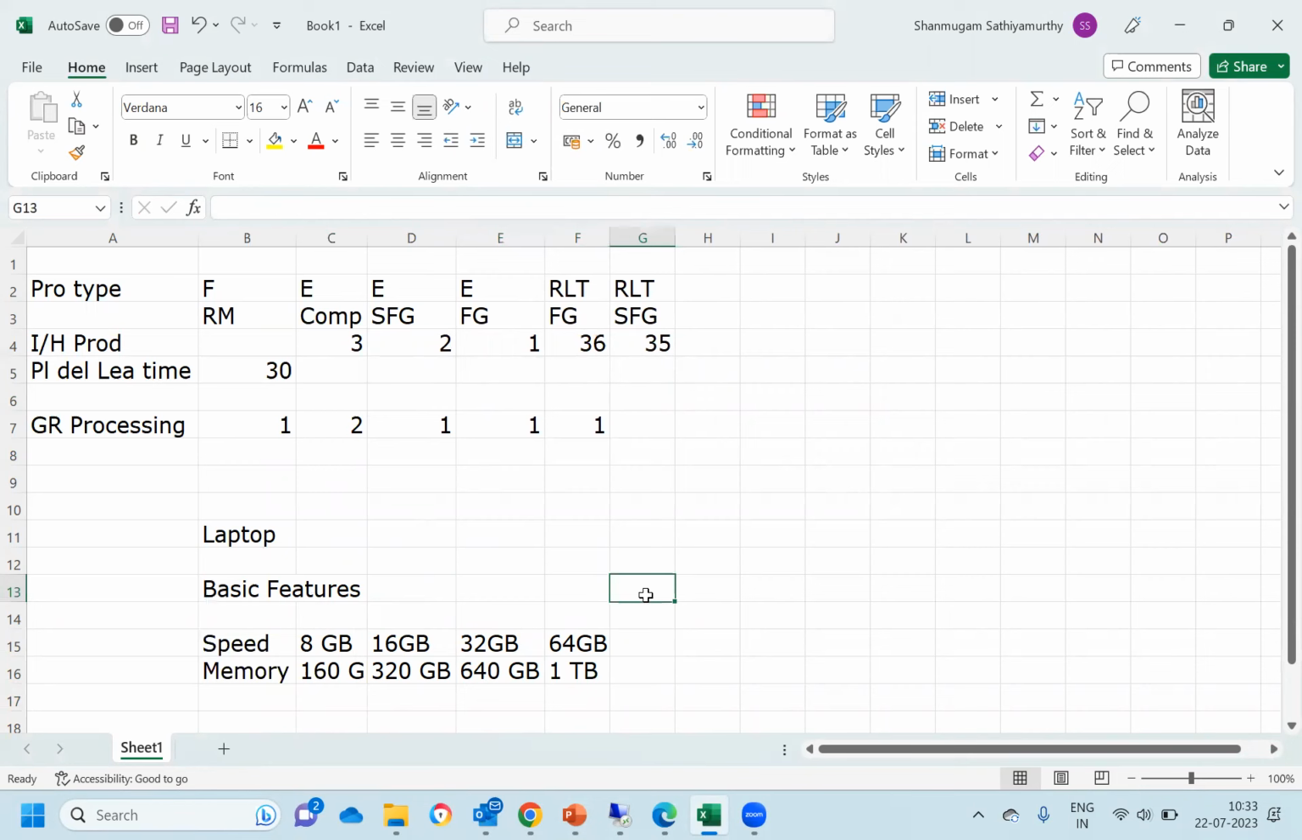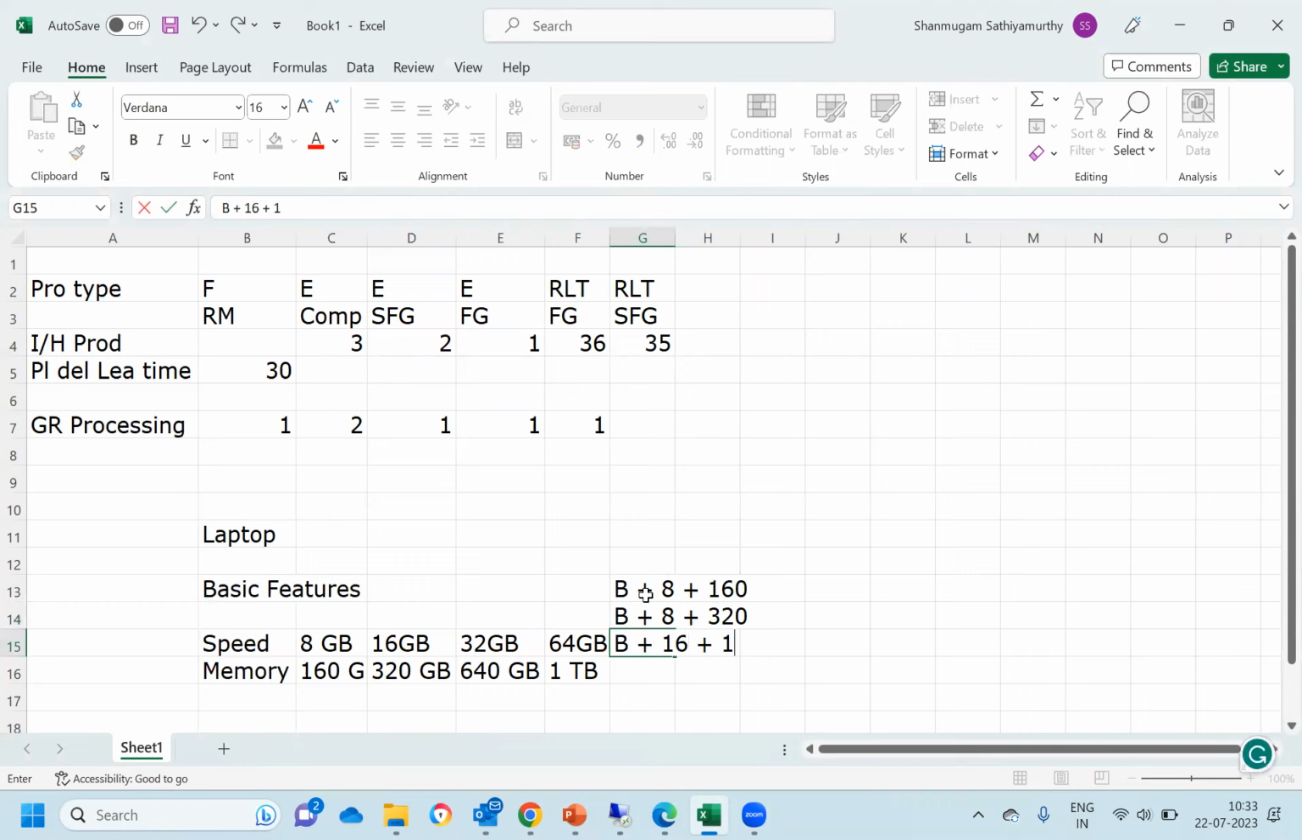In make to stock, what I do is I combine B, where B means basic, plus 8 GB plus 160. This is one product, I make it ready. Then using the available stock, I produce B plus 8 plus 320. Another product I make. And then B plus 16 plus 160. Another product I produce. Like this, I produce the finished products. So what is happening? These products are fixed, right?